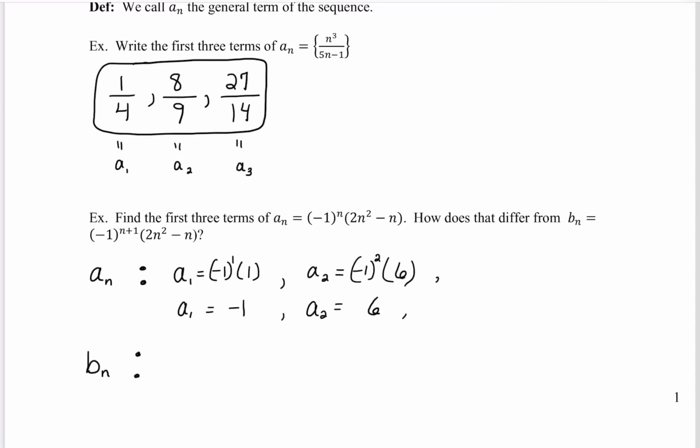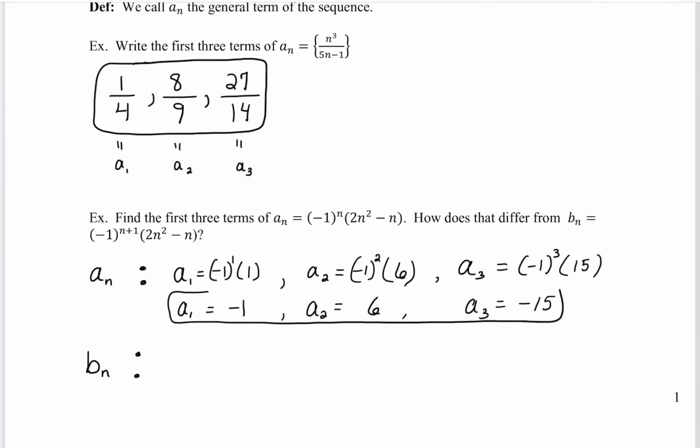And then we go on to a sub 3. A sub 3 is going to be negative 1 to the third. And then we're going to have times, well, let's see. 3 squared is going to be 9, times 2 is going to be 18. And then 18 minus 3 is going to be 15. And so a sub 3, negative 1 to the third would be negative 15. So there's my first three terms for the a sub n sequence.